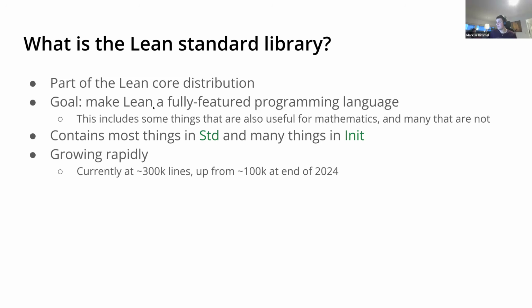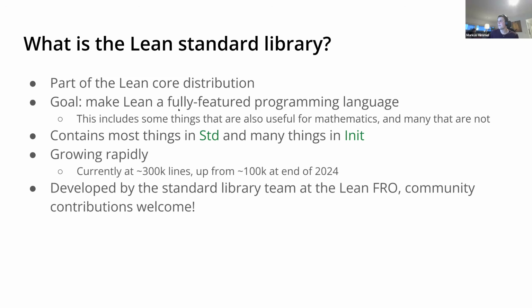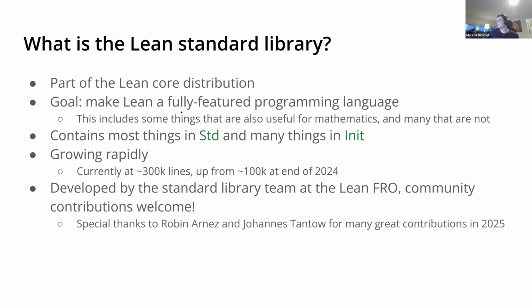This is growing rapidly. In 2024, we ended with around 100,000 lines. We tripled this in 2025, and this trend is continuing. So development really is happening quite rapidly. This is being done by the standard library team at the Lean FRO, but we also receive some really great contributions from the community. I would like to especially thank Robin Arnez and Johannes Tantow, who had many amazing contributions in 2025, but there are other great community members from whom we have received great contributions.